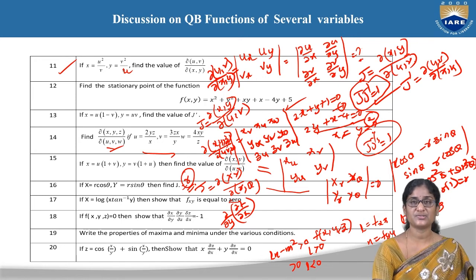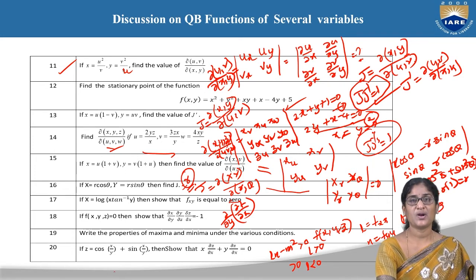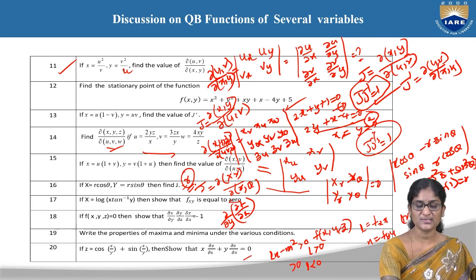Next, going to the 20th question, if z is equal to cos of x by y plus sin of x by y, then show that x into dou z by dou x plus y into dou z by dou y is equal to 0. Simple question. We need to find the dou z by dou x. If z is equal to cos of x by y, what is dou z by dou x? That is nothing but minus sin of x by y into the internal differentiation of x by y, that is 1 by y. Similarly, dou z by dou y is nothing but cos of x by y into the internal differentiation of x by y, that is 1 by y. So substitute everything, x gets cancelled, so we are going to get 0, right?